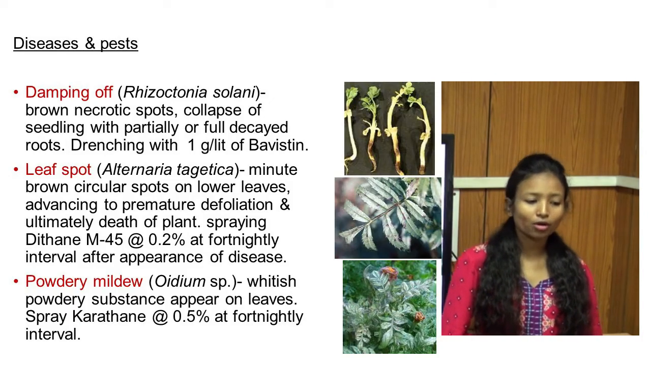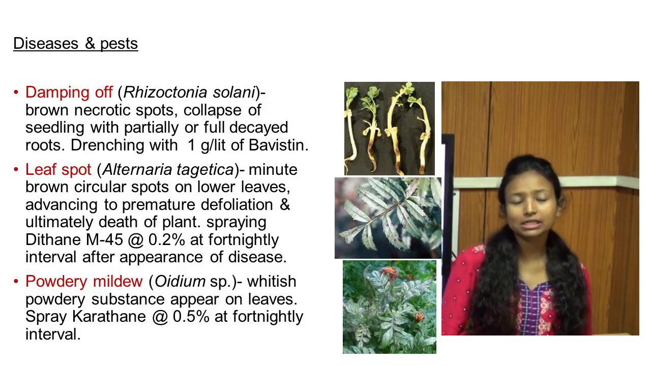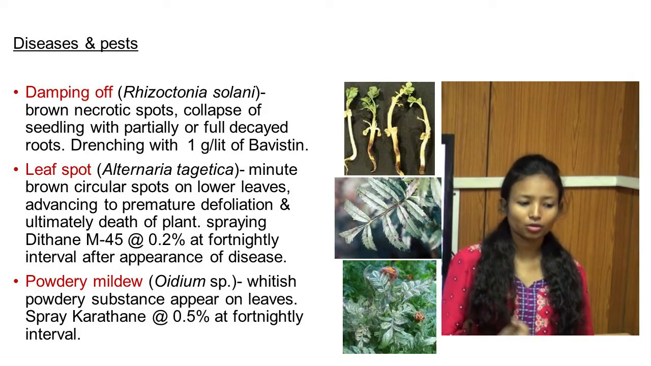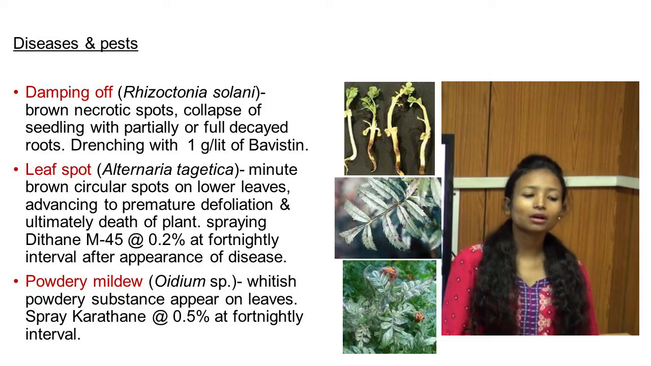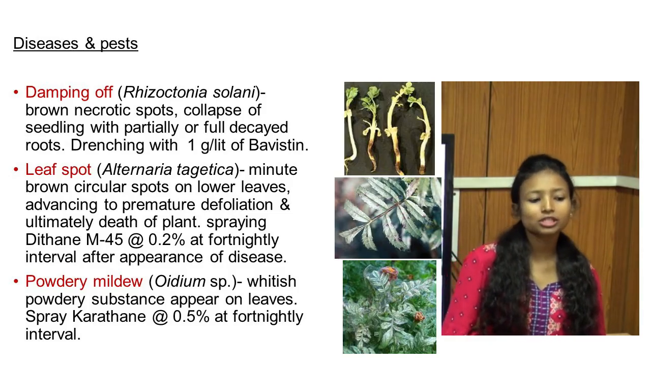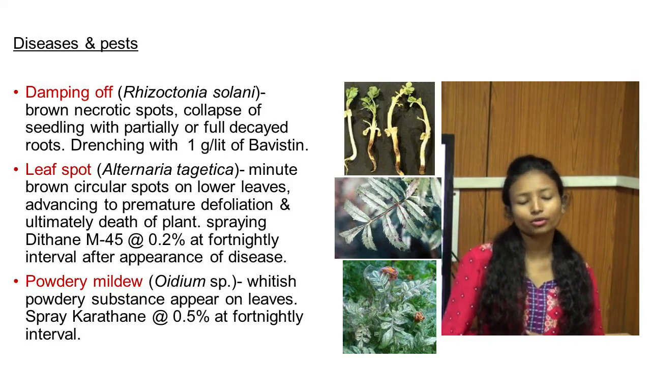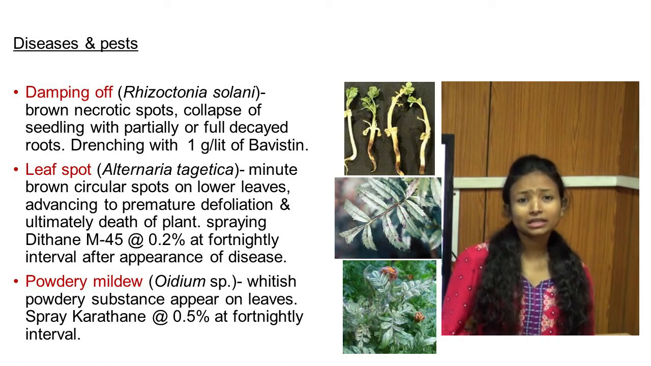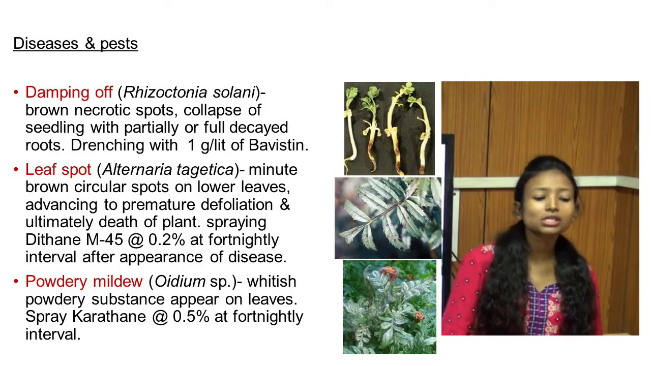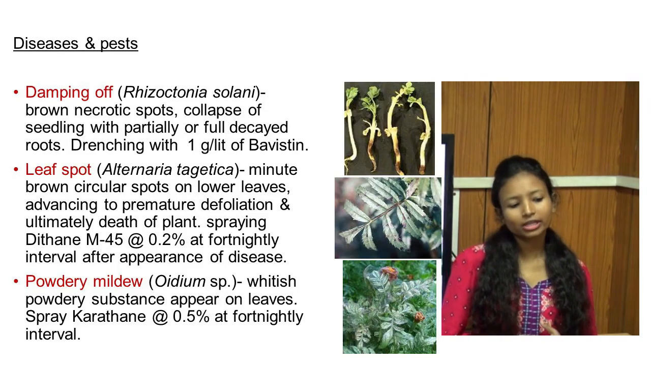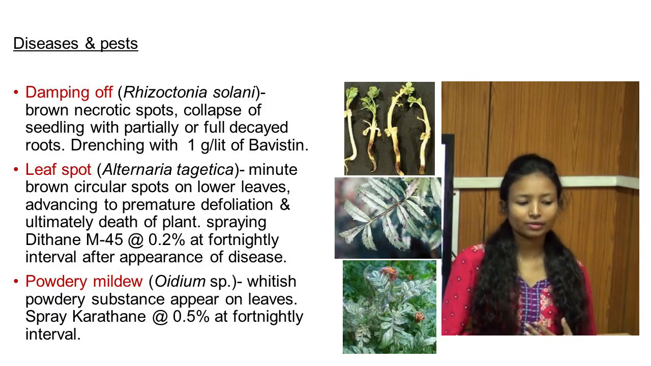First one is damping off, which is a very prevalent disease in nursery grown crops. Damping off is caused by Rhizoctonia solani, which results in appearance of brown necrotic spots, ultimately leading to the death of the seedlings due to collapse. It also results in decaying of the roots, and it can be controlled by soil drenching with 1 gram per liter of Bavistin.